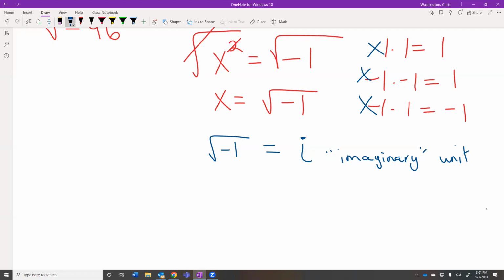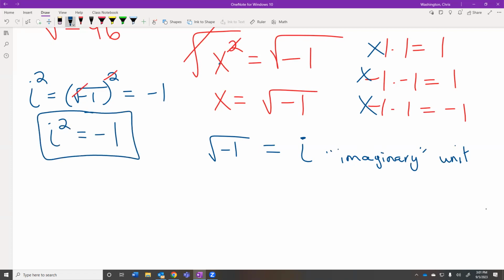And if we were to plug i back in for x, we get i squared. i is just the square root of -1, squared. And what's going to happen to the squared and the square root? They're going to cancel each other out. And what's that equal? That equals -1. So here's what you need to know, like tomorrow. You need to know that i squared is equal to -1. You need to know that tomorrow.